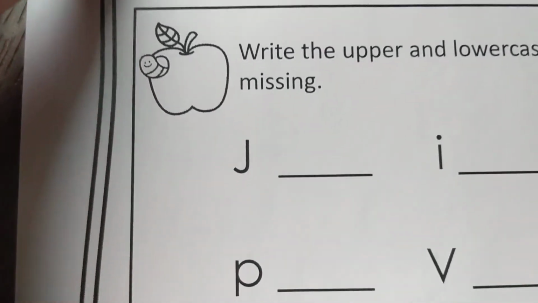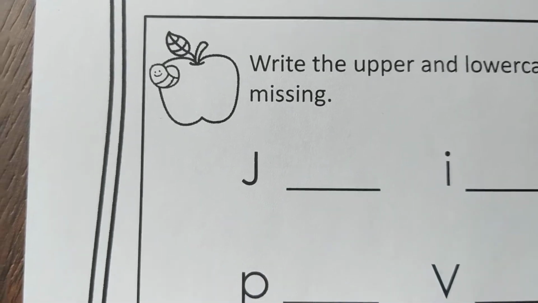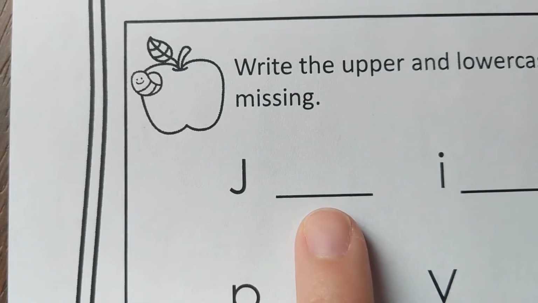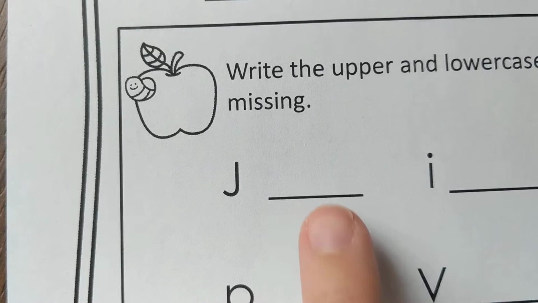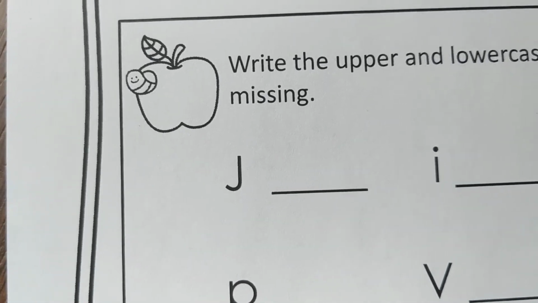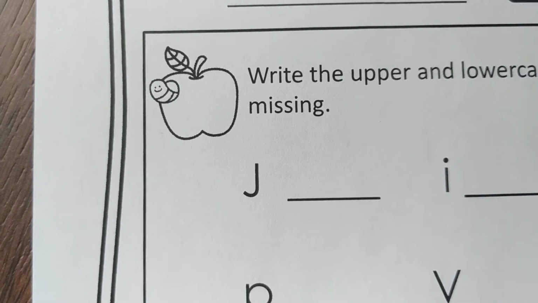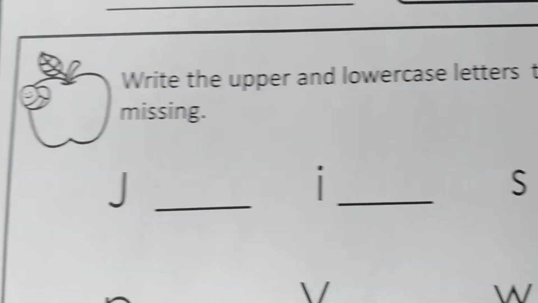So what I'm going to do is I'm going to tell you what is already written and then what you need to write on the line. So they've given you a capital J. You need to write a lowercase j on the line. Remember, a lowercase j goes below the line in the ground. If you need to pause the video so you can write your letters, remember you can do that on your screen in the bottom left corner.